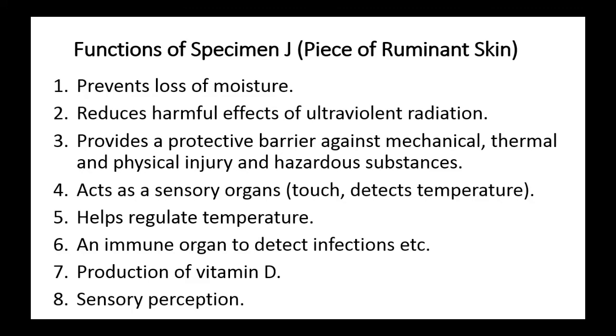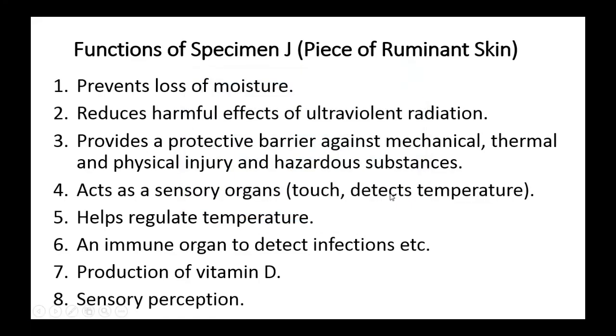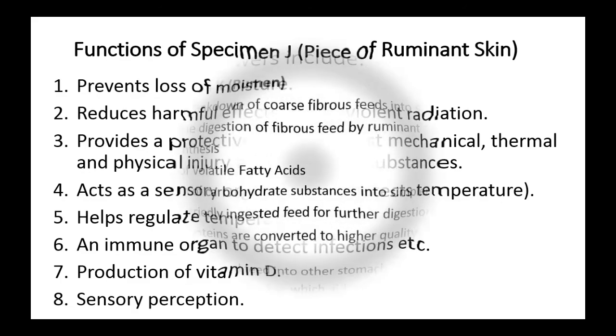Functions of specimen J. Specimen J is a piece of ruminant skin, and it prevents loss of moisture, reduces harmful effect of ultraviolet radiation, provides a protective barrier against mechanical, thermal and physical injury and hazardous substances, acts as a sensory organ, touch, detects temperature, helps regulate temperature, is an immune organ to detect infections. It aids production of vitamin D and sensory perception.